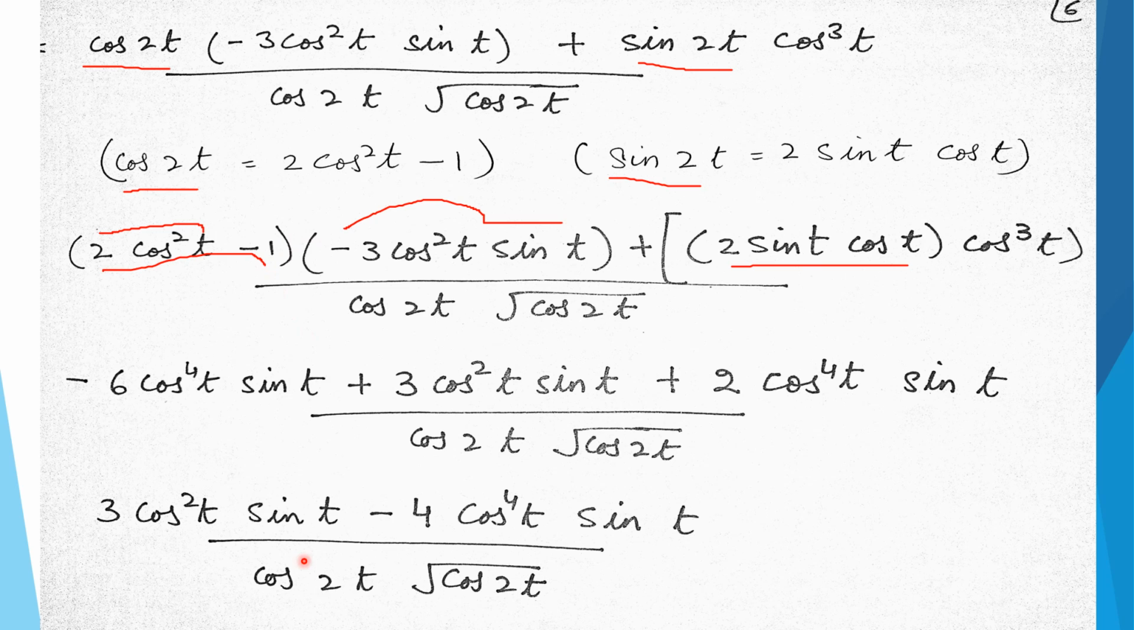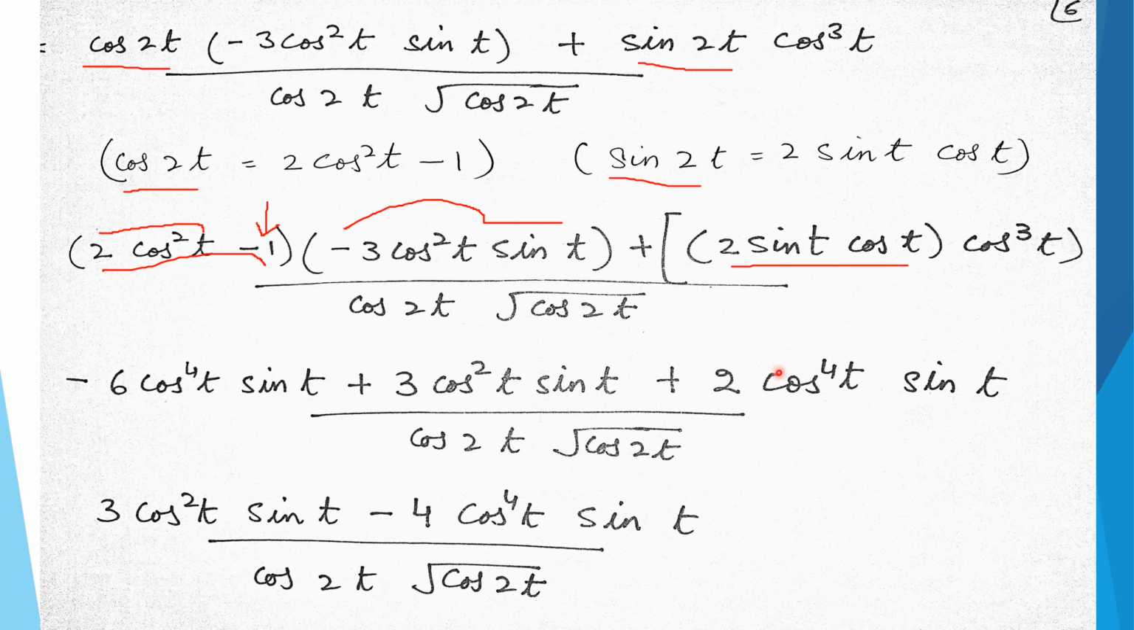Now you multiply what? This is the first term. Now you multiply this term. This minus 1 will be multiplied by this whole bracket, minus 3 cos square t sin t. It will be multiplied, and what you will get? Minus minus you will get plus, 3 1s are 3 cos square t sin t. Is it clear? Plus. Now you open up this bracket also.